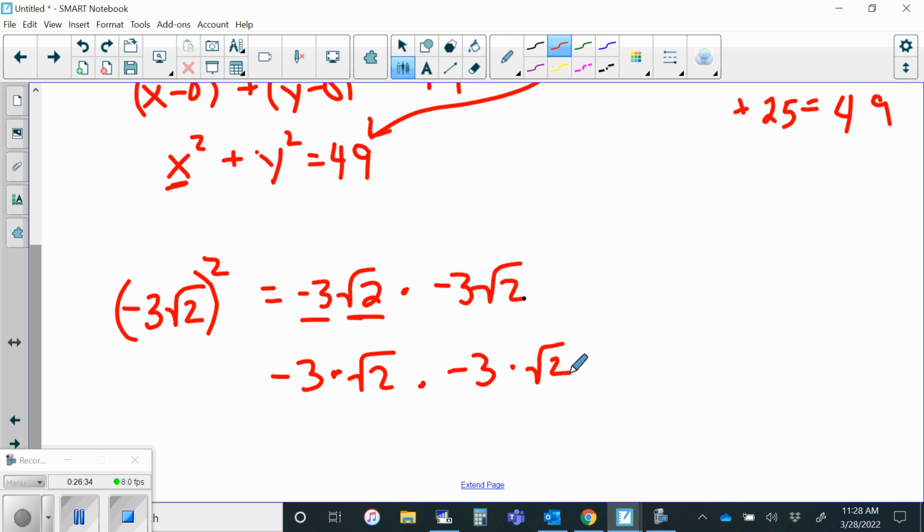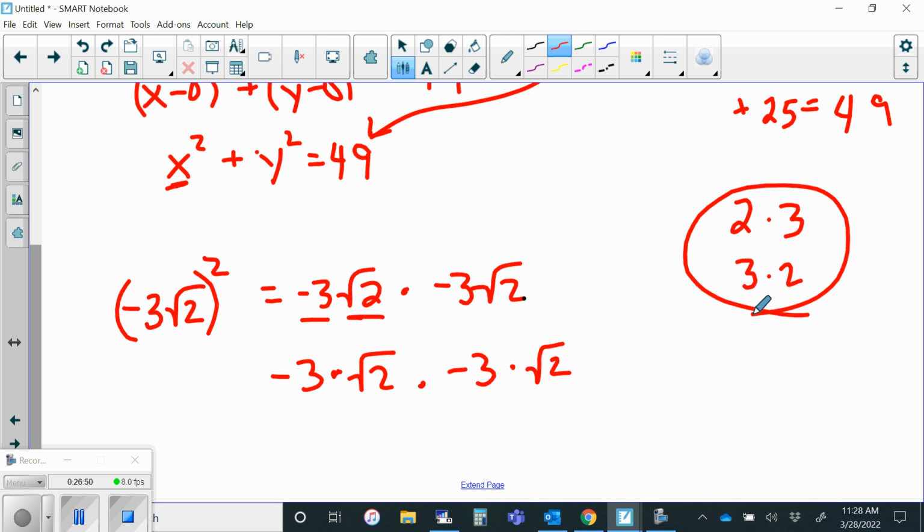Well, what do I know about multiplication? 1 times 1 equals 1. Okay, what else do I know? What's 2 times 3? What's 3 times 2? What does that mean I can do with multiplication? I can change the order, it's called commutative. So instead of doing negative 3 times the square root of 2, which I can't really do, it'd be a long decimal, an infinite decimal, I can't really change that.